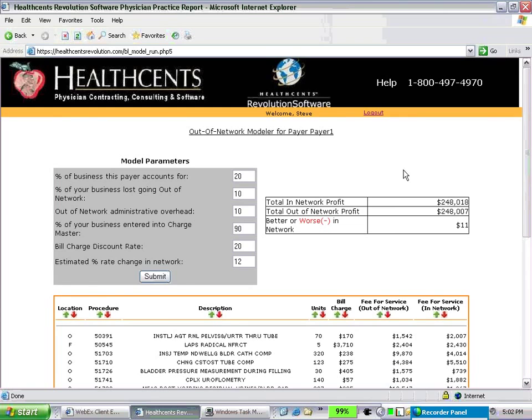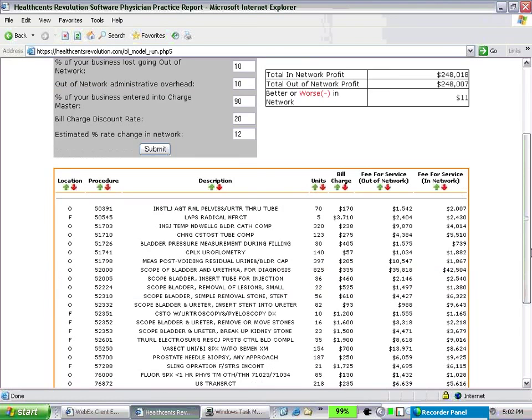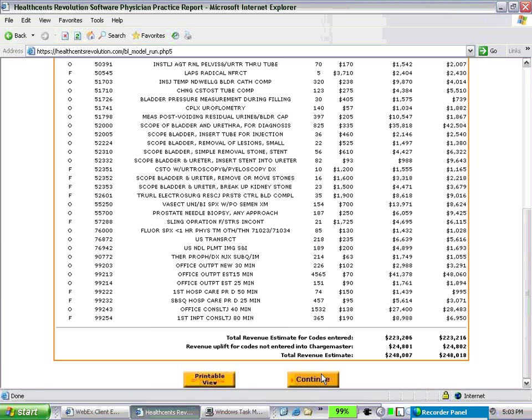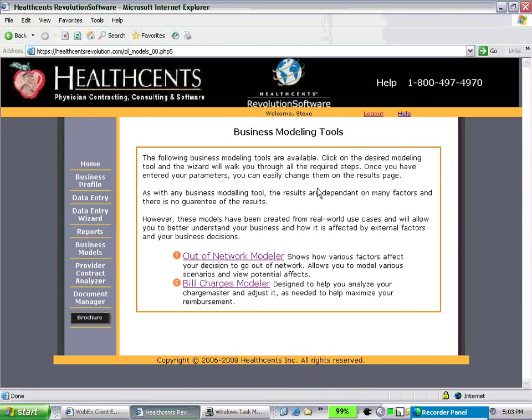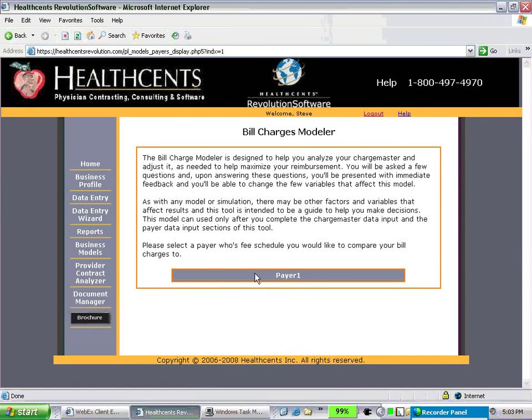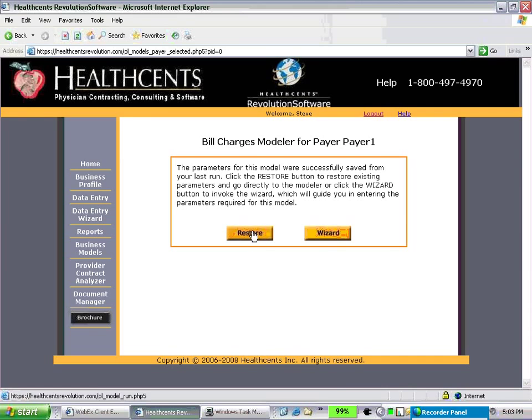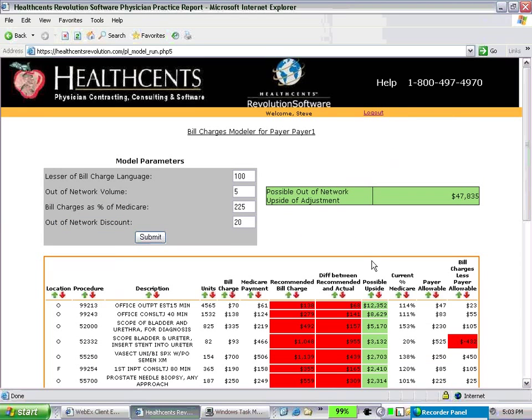So this is our out-of-network modeler. Very easy to use tool, but very powerful in the context of helping us optimize the profit of our practice. Now, another business model that we have is the bill charge modeler, and this is really a model of your charge master. In this case, we could ask 4 questions.